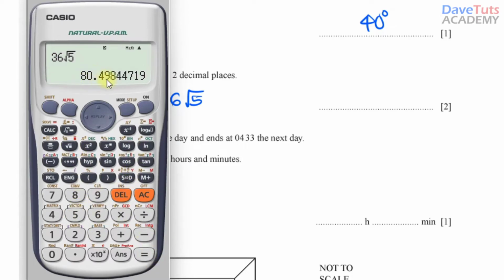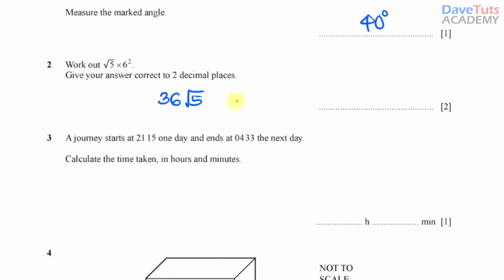This is 80.4984. But for us to put it correct to 2 decimal places, that means that after the decimal mark, we need to look at 2 digits. So we have these 2 digits that we are considering. But for us to conclude, we need to look at the digit immediately after that, which is 8.